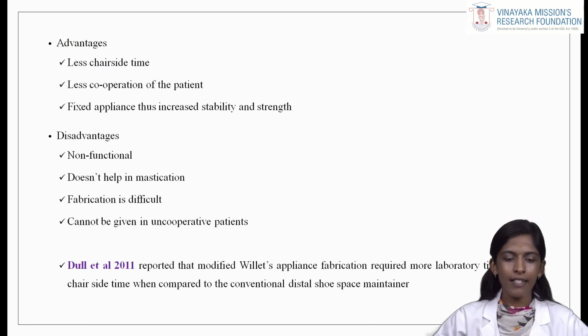Advantages are less chairside time, less cooperation of the patient, and being a fixed appliance, increased stability and strength. Disadvantages are it is non-functional, does not help in mastication, fabrication is difficult, and it cannot be given in uncooperative kids. Dahl et al. in 2011 reported that modified Willets appliance fabrication required more laboratory time than chairside time when compared to the conventional distal shoe space maintainer.